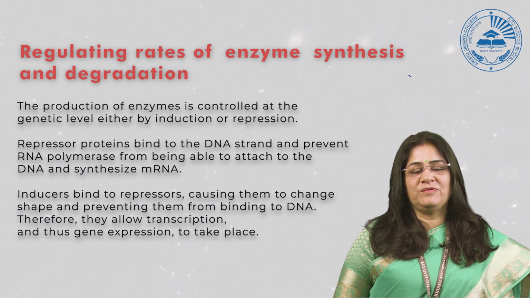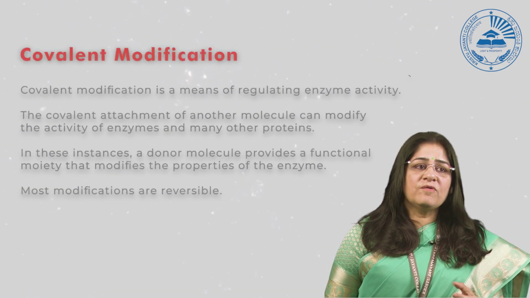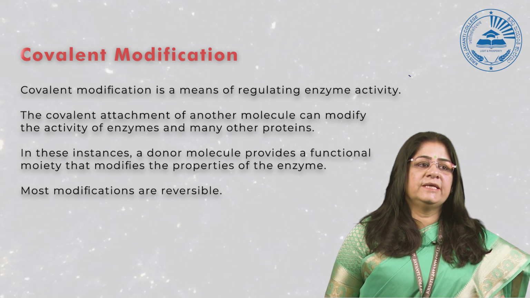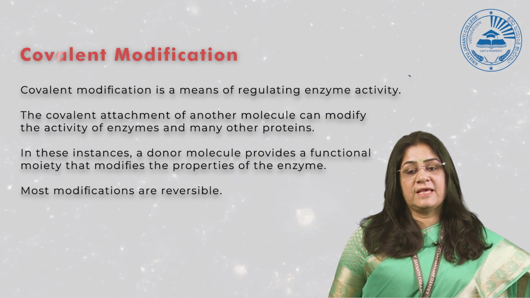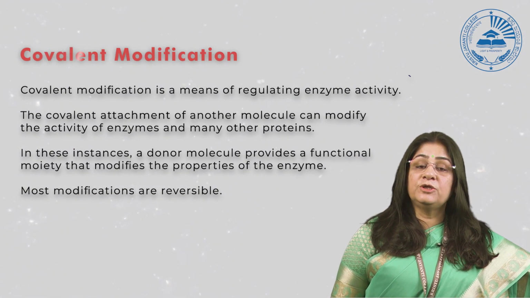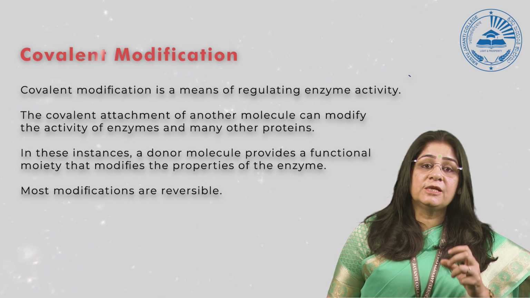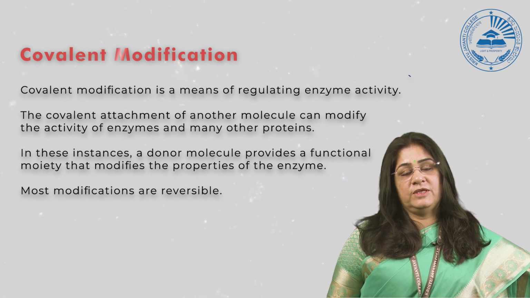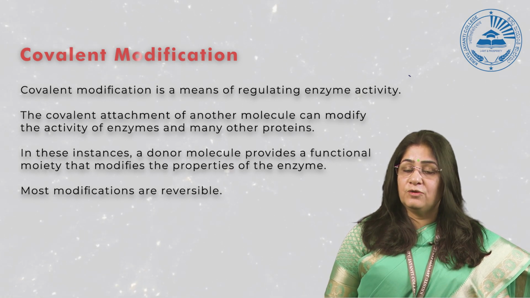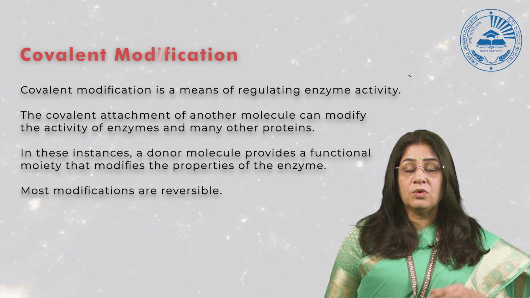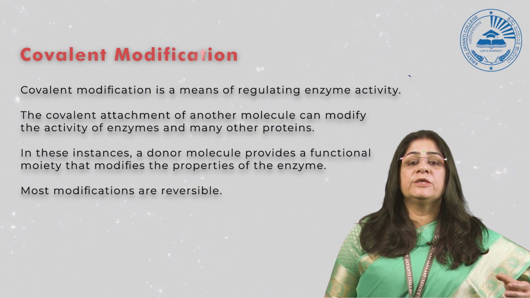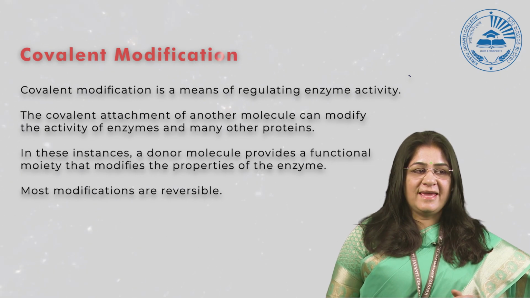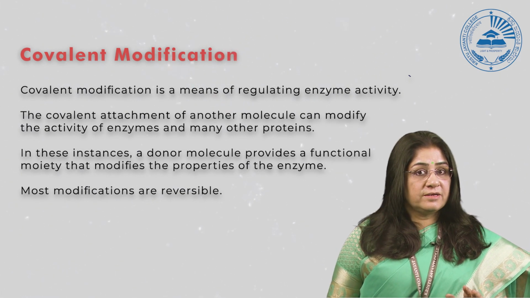Now, coming to the next one which we discussed, which is the rapid control method, covalent modification. Covalent modification is also a means of regulating the enzyme. Here, another molecule can modify the activity of the enzymes and many other proteins. So, here a donor molecule provides a functional moiety that modifies the property of the enzyme. The enzyme was in a particular state, whether switched on or off, we don't know. It depends on the enzyme and on the covalent modification. This molecule can come and control this particular enzyme. Most modifications are reversible.